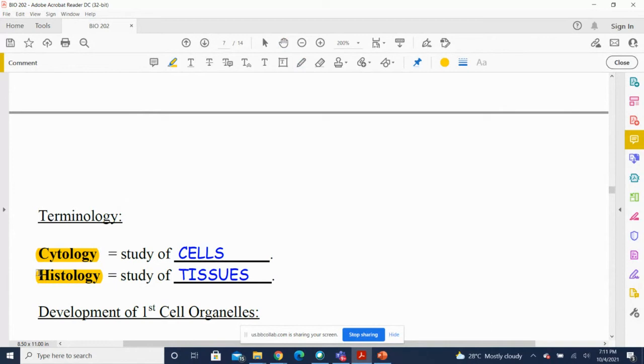So those are two terms that are worth knowing, especially if someone introduces their profession to you, that they are, for example, a histologist. You want to know whether they're interested in cells or tissues.